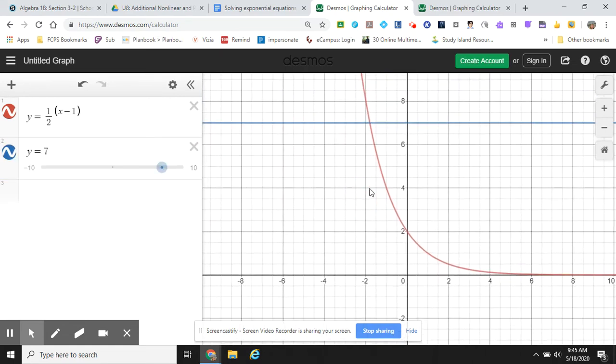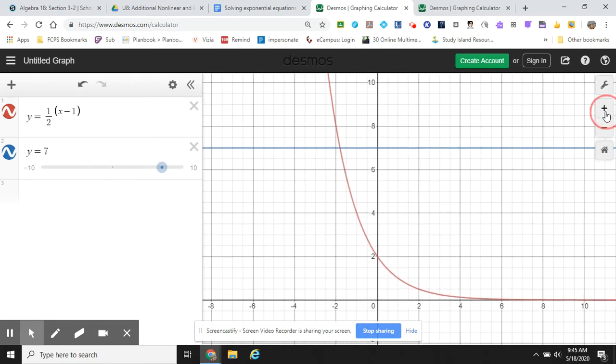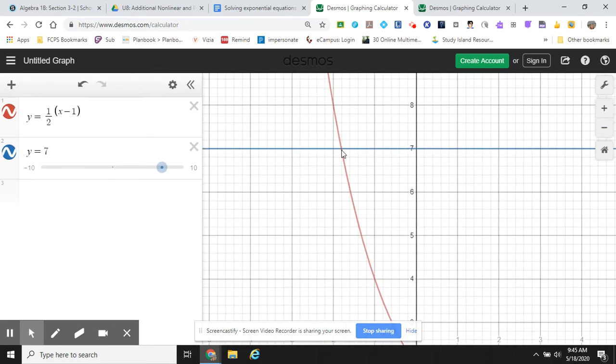And then I have to scroll up a little bit because it only shows me a little bit of it. Then I can zoom in if I need to. But if you double click on the point, it'll actually give you that number, and it's always the x value. So x equals negative 1.807 for this one.